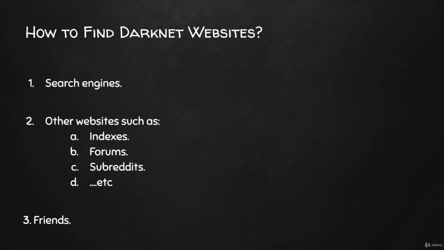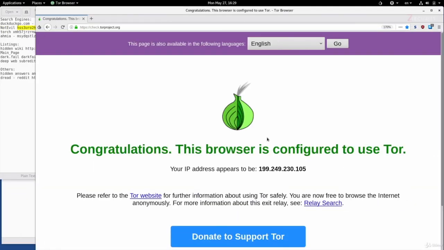The easiest method is using search engines. So I'm going to cover a number of search engines in here. And the second method is using directories or websites that will list other websites. So starting with search engines and starting with the simplest one, we're going to go to duckduckgo.com.